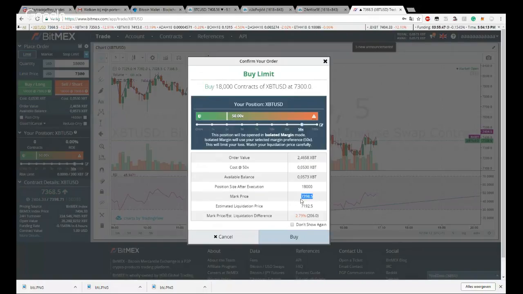The mark price, hold on, this is not very important. And the estimated liquidation price is important. This is just something you will have to read before you are actually buying. This is the price level where your order will get liquidated and removed from the market. It will get closed and your money will be gone.